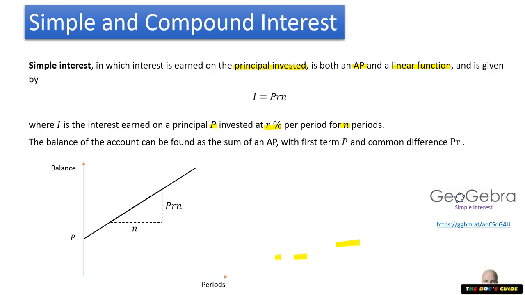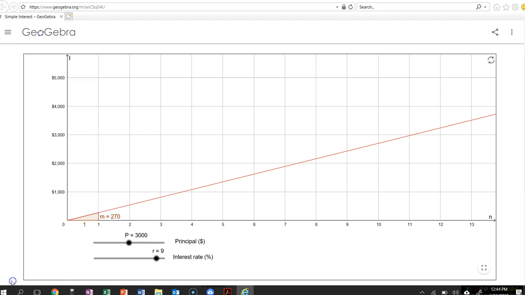Now we'll just have a quick look at GeoGebra. Now you'll notice that this graph is a variation of the one we looked at a moment ago. So this only has interest on the vertical axis against the number of periods. So the interest starts off at 0, and if we have, in this case here, our principal of 3,000 and our interest rate of 9% per period, 9% of 3,000 is 270. So as we go across every one period, we're going to go up by 270.